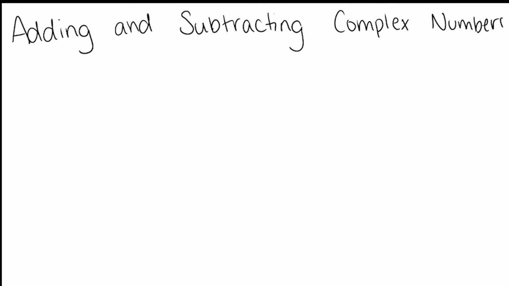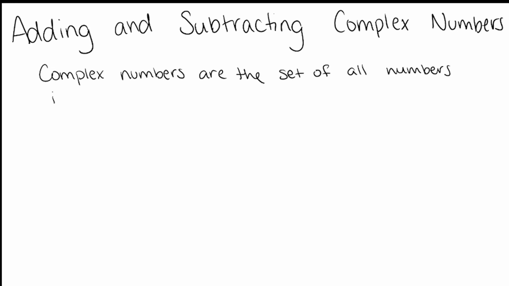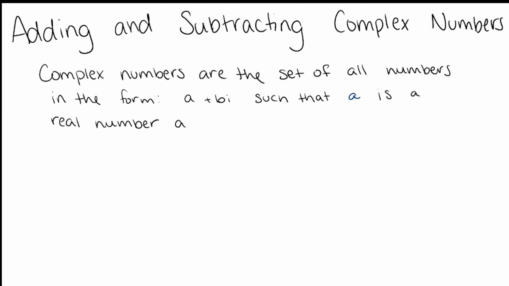Today we're going over adding and subtracting complex numbers. Complex numbers are the set of all numbers in the form a plus bi, such that a is a real number and bi is an imaginary number.